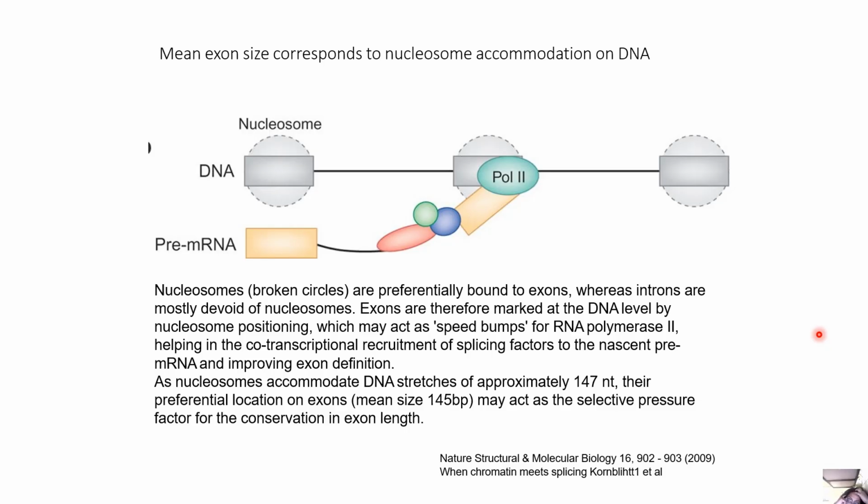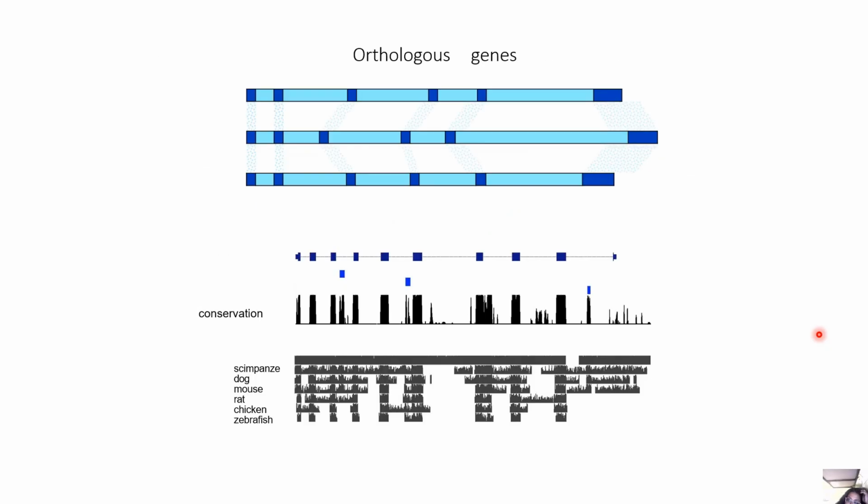As the nucleosomes accommodate DNA structures of approximately 147 nucleotides, their preferential location on exons may act as the selective pressure factor for the exon length.